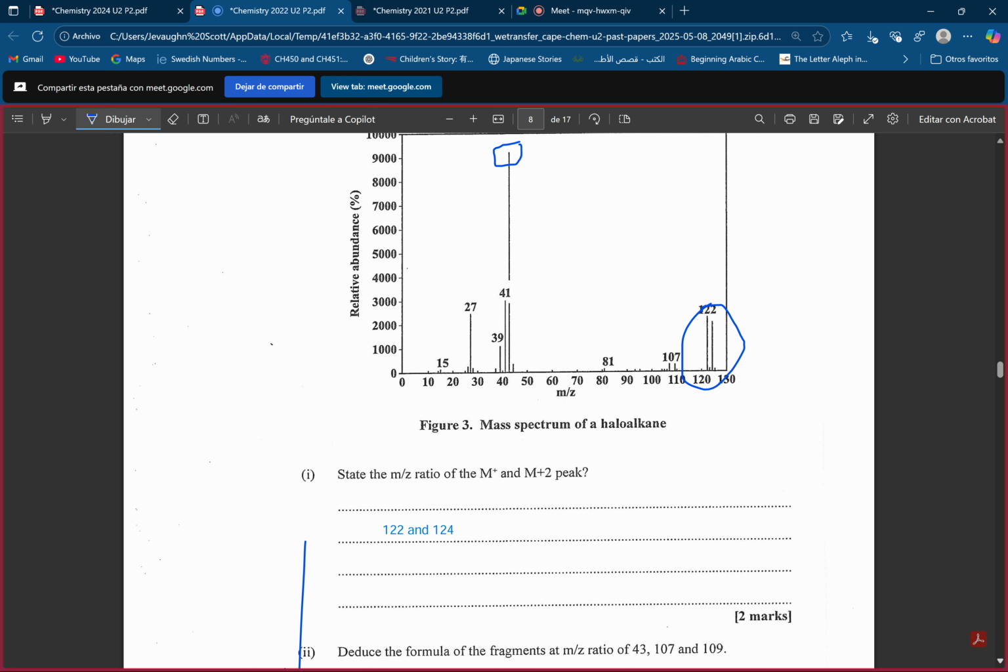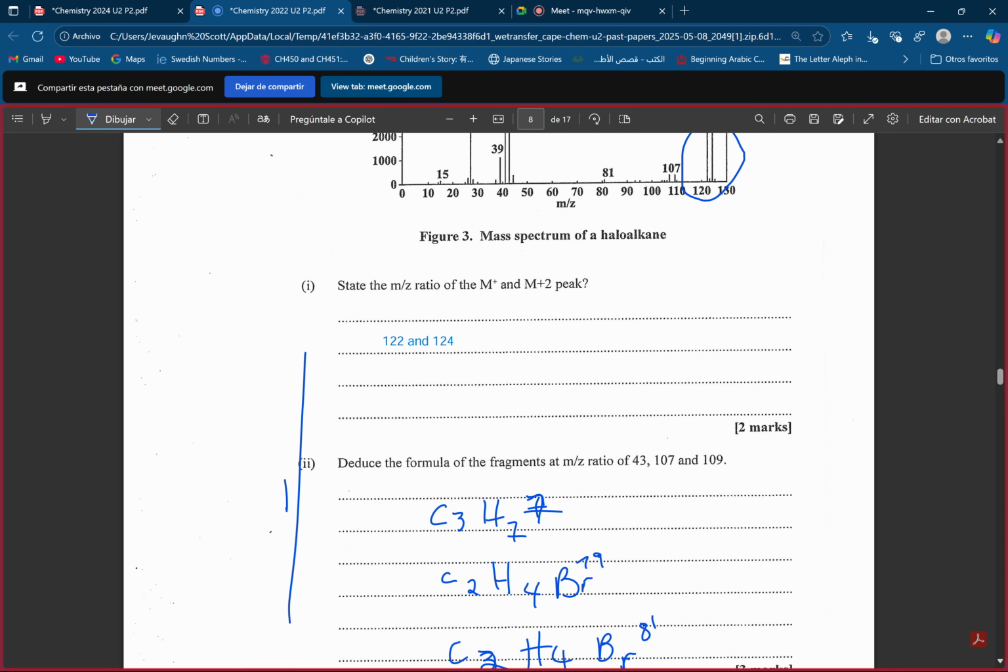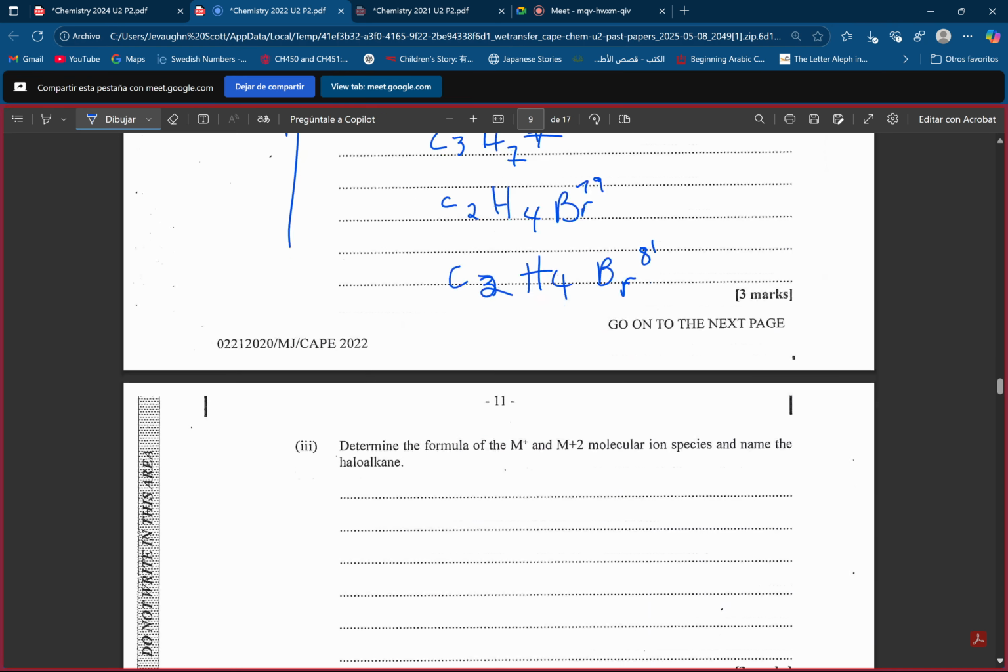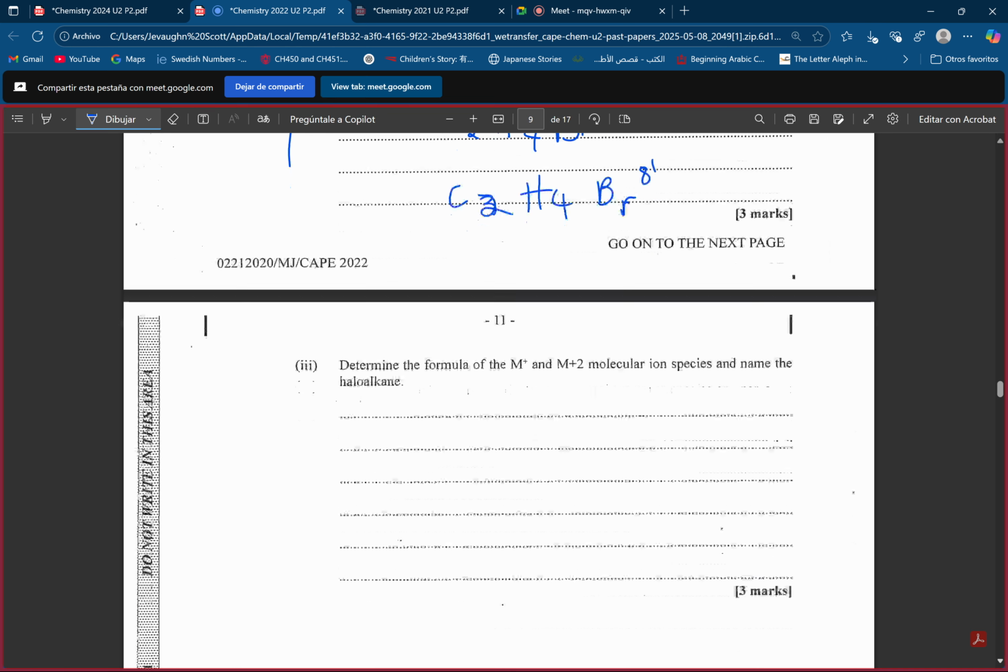Alright? Practice. We have to practice the questions. So let's have a look at this. Determine the formula of the M plus and M plus 2 molecular ion species and name the halogen alkane. So what is the halogen alkane? That is what we're calling for here. Are we still at, yeah, this is module 2.